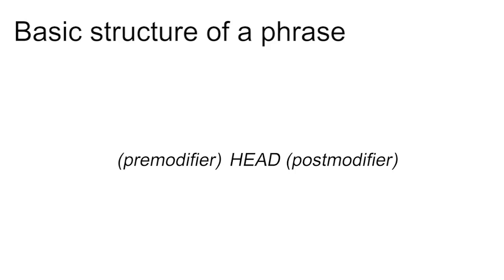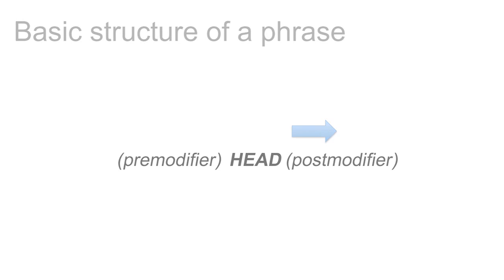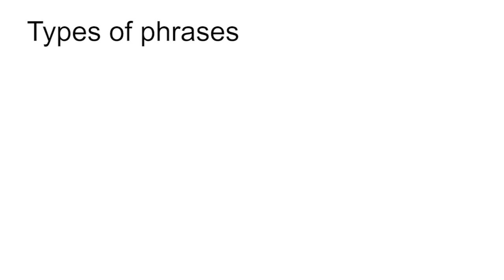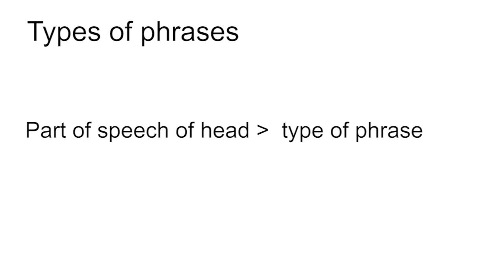When we start looking at the different types of phrases that we find in English, you will see that nearly all of them have this basic structure. There is always a head, and optionally there can be one or more pre-modifiers in front of the head and one or more post modifiers after the head. The difference between the different types of phrases is what kinds of words can go in each slot. It is the part of speech of the head which decides which kind of phrase we have.